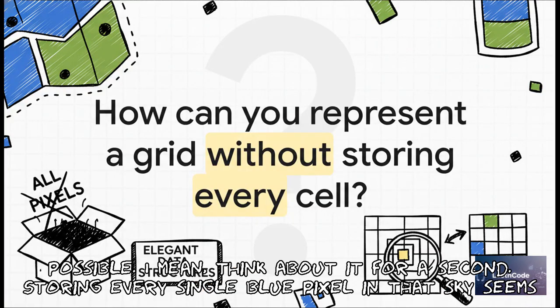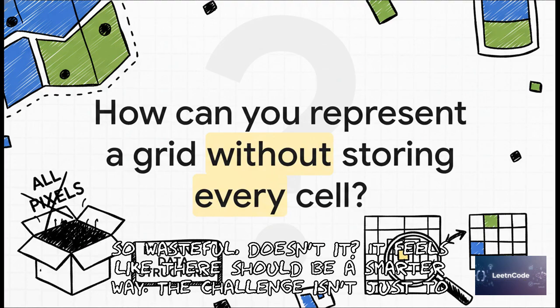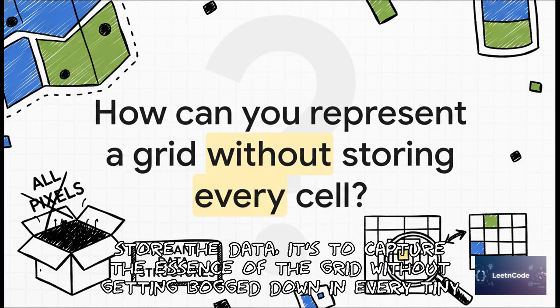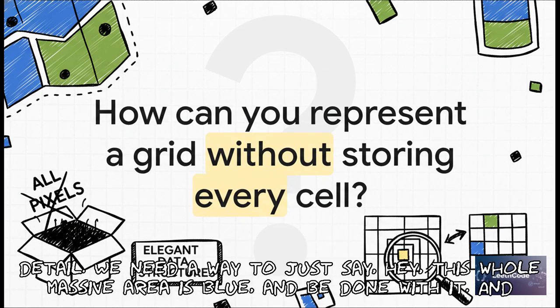I mean, think about it for a second. Storing every single blue pixel in that sky seems so wasteful, doesn't it? It feels like there should be a smarter way. The challenge isn't just to store the data. It's to capture the essence of the grid without getting bogged down in every tiny detail. We need a way to just say, hey, this whole massive area is blue, and be done with it.